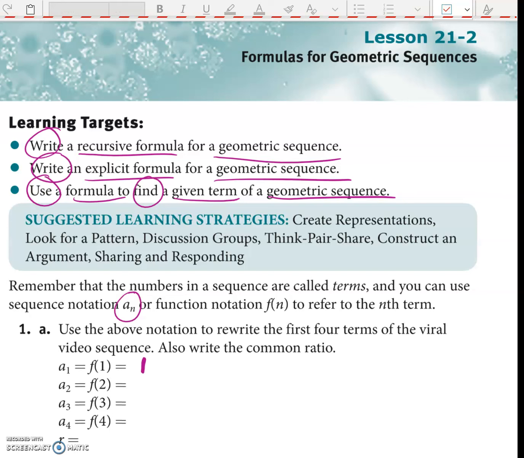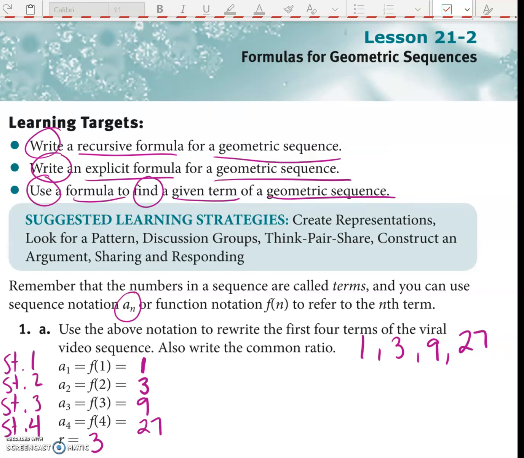So I'm going to write that sequence up here. We had 1, 3, 9, 27. So think of this as stage 1, this was stage 2, stage 3, and then stage 4. So at stage 2, or f of 2 if you're in function notation, we had 3. Stage 3, so a sub 3 or f of 3, we had 9. And then a4, f of 4, there's 27. We said our common ratio was 3.